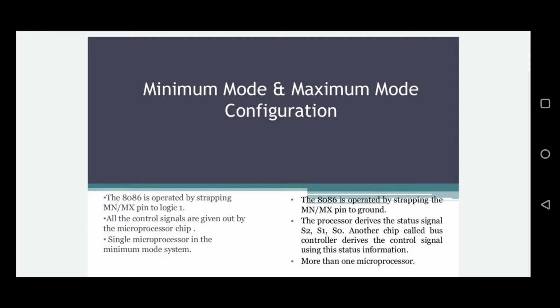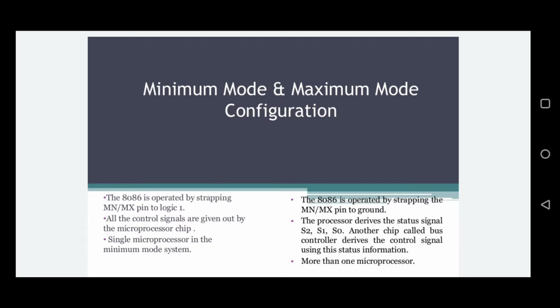As the name implies, in this configuration there is only one processor, that is a single microprocessor in the minimum mode system, and all the control signals are given out by the microprocessor chip. That is called minimum mode configuration.